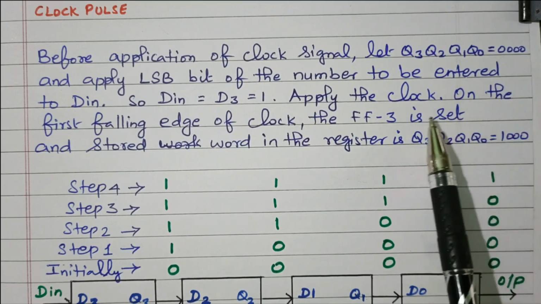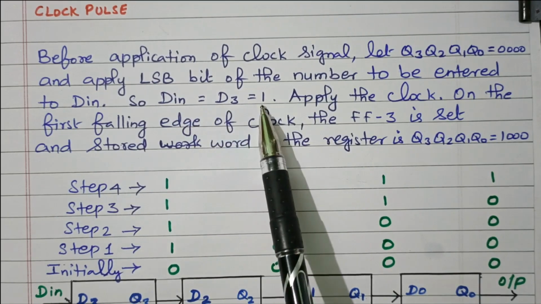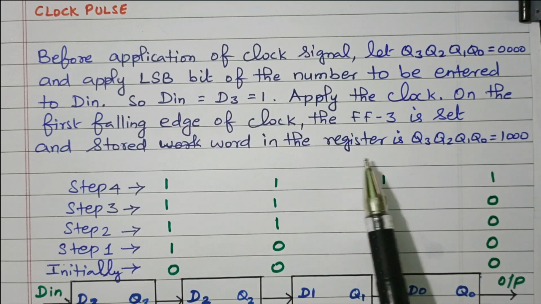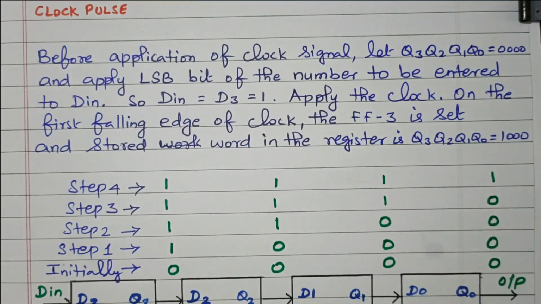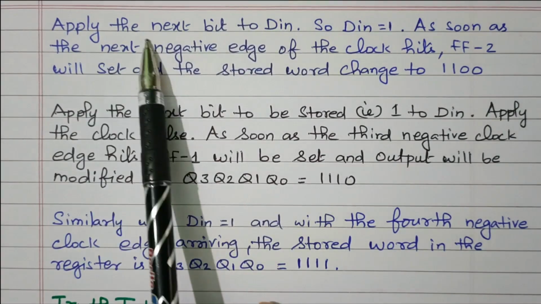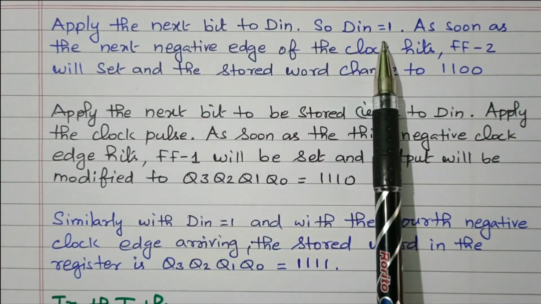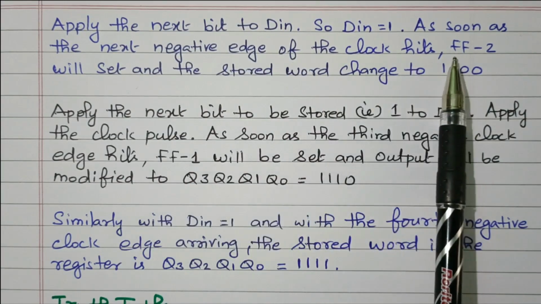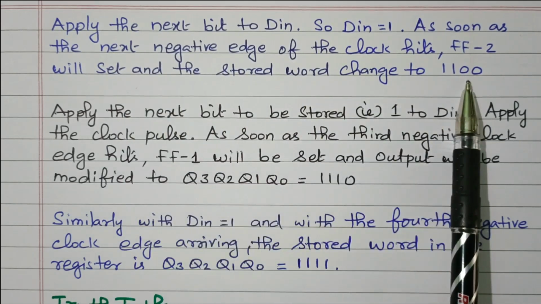Initially, all are 0. When the D in is applied to the third flip-flop, D3 is 1. While applying the clock pulse, the flip-flop is set and the data now becomes 1, 0, 0, 0. Now we'll see what will happen in the next step. While applying the next bit to D in, the next bit is also 1. So D in is 1. As soon as the next negative edge of the clock pulse arrives, FF2 will be set and the stored data will be 1, 1, 0, 0.